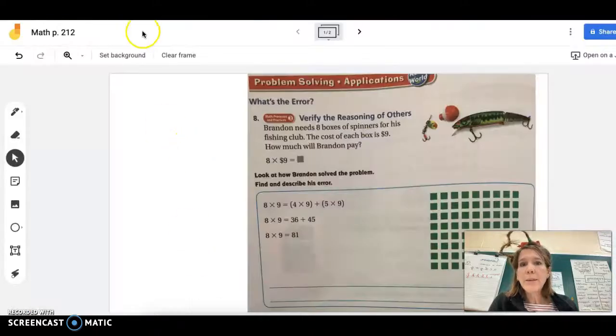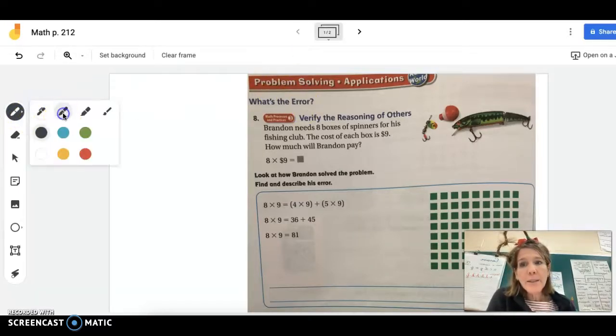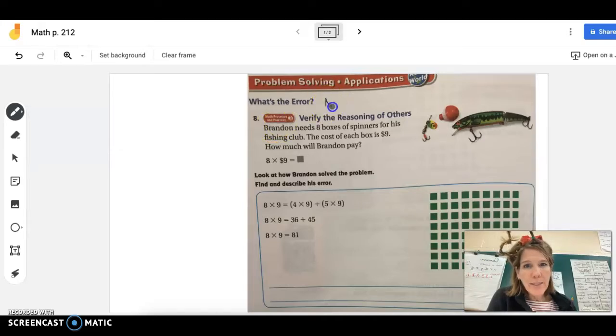Okay. Now you're going to scooch over to your math book. Could you look on page 212? And on page 212 it says, what's the error? And another word for error is mistake, right? What's the mistake here? Brandon needs, hold on, let me finish the word mistake. Brandon needs 8 boxes of spinners for his fishing club. The cost of each box is $9. How much will Brandon pay?